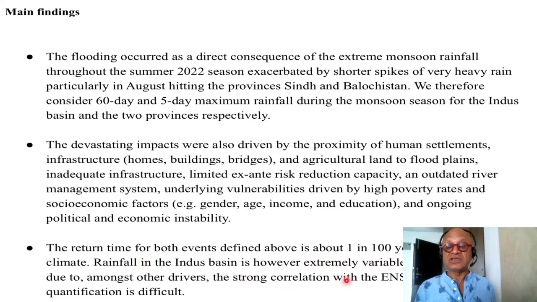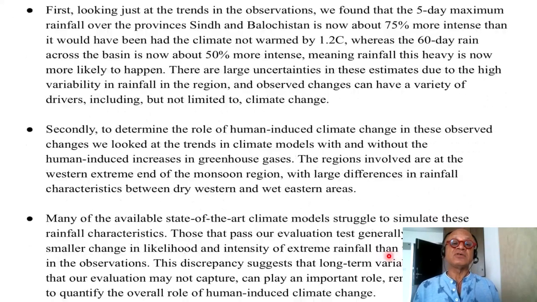Rainfall in the Indus Basin is, however, extremely variable from year to year due to, amongst other drivers, the strong correlation with ENSO cycle. Thus, exact quantification is difficult. So attribution is not easy, and the key part to remember is that a 1 in 100 year event may begin to occur more frequently than once in 100 years because of all these factors.